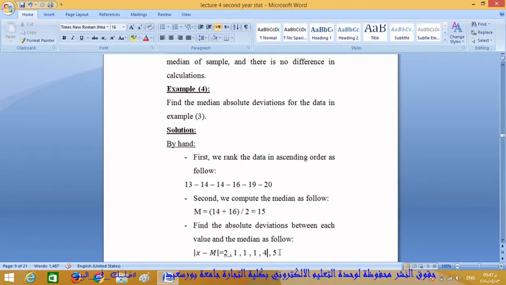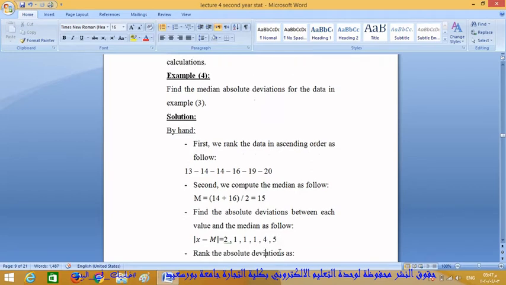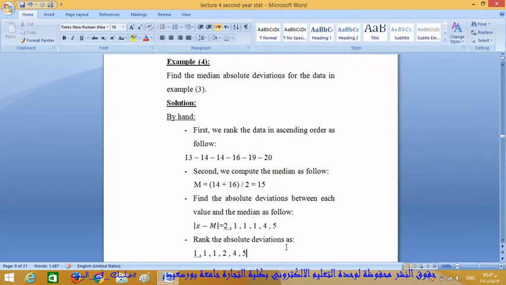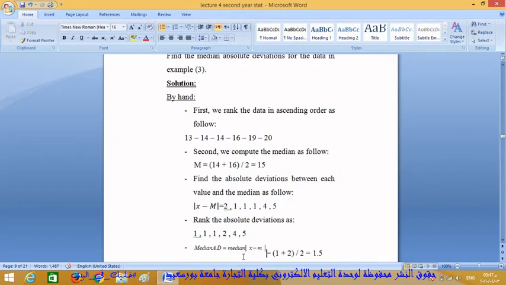Okay, we have to rank these deviations, then get the median of the deviations. Rank the absolute deviations as 1, 1, 1, 2, 4, 5. We have 6 deviations, I mean an even number. So the median will be the middle value between the third and the fourth deviations. So the median is (1 plus 2) divided by 2, equals 1.5.